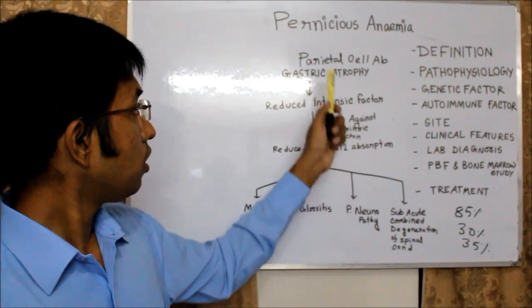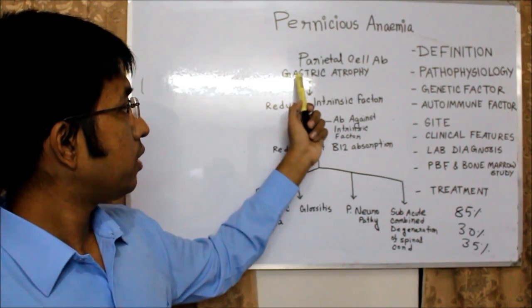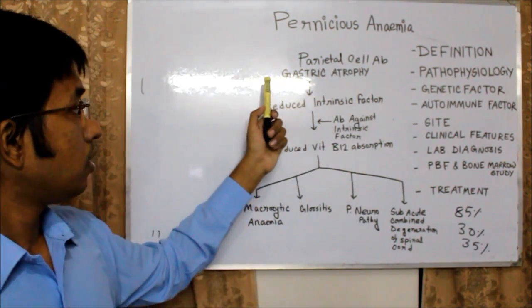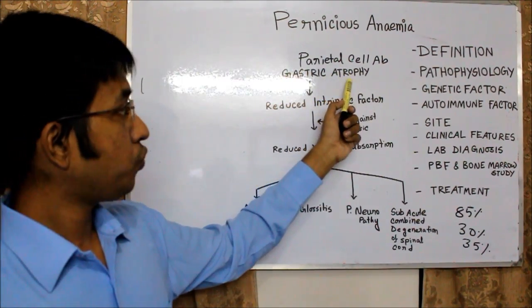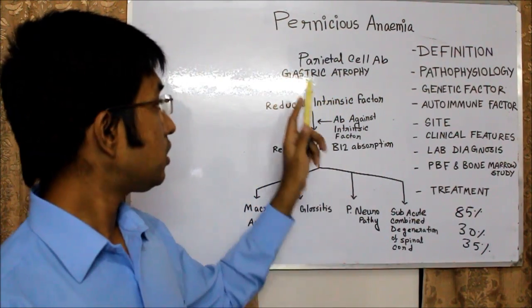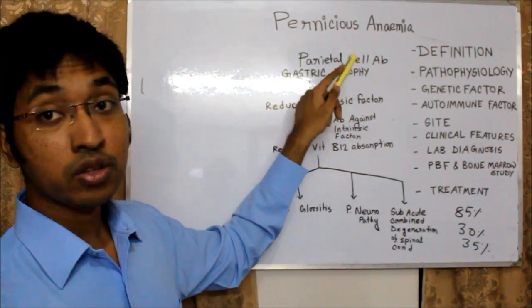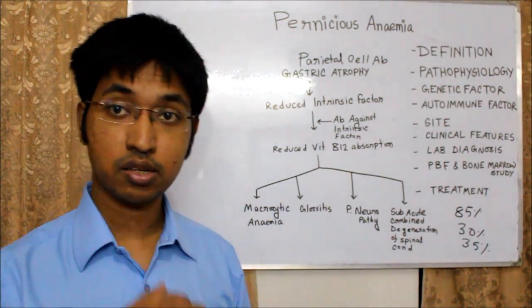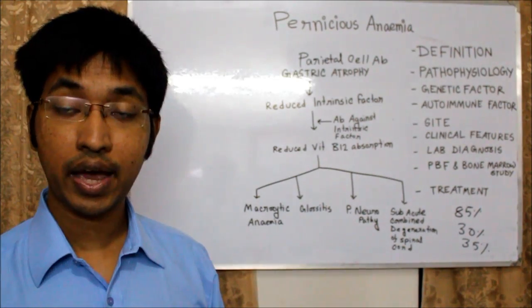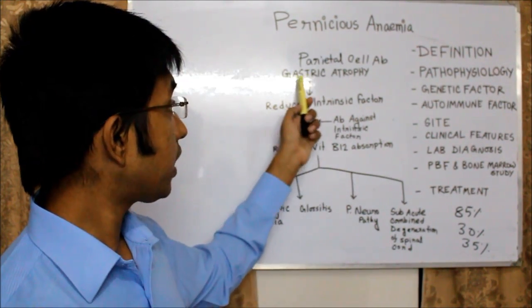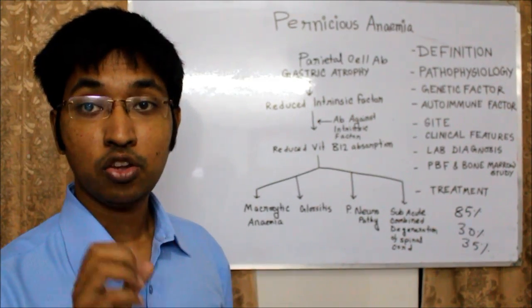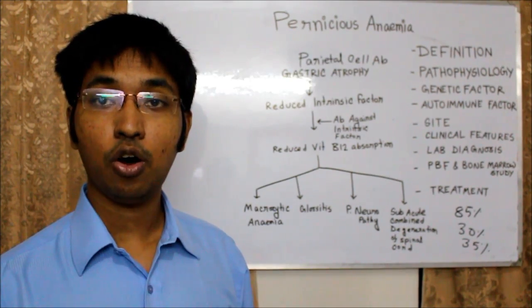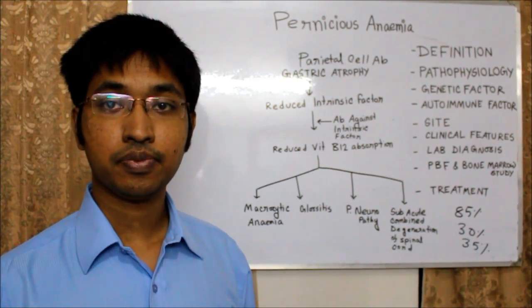So antibody produced against the gastric parietal cell will cause gastric atrophy. One thing you have to know, this atrophy will occur throughout the body of the stomach. Recall, a stomach has different parts. It has a fundus, a body, antrum. But this gastric atrophy will not be found in the antrum of the stomach.